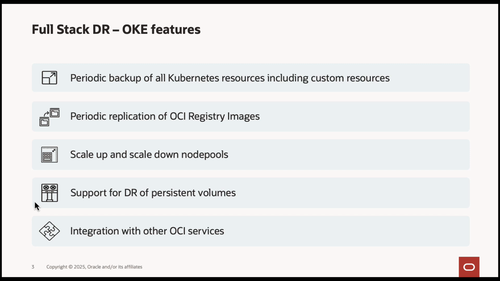Full Stack DR periodically backs up all the Kubernetes resources, including deployments, stateful sets and cron jobs, along with the custom resources, ensuring easy recovery. Full Stack DR automatically replicates the container registry images from one region to another region for seamless recovery. It helps to enable automatic scale up and scale down of node pools in both primary and standby clusters based on the defined properties. Persistent volumes are included in DR plans, ensuring stateful applications can recover with data integrity. Finally, it provides seamless integration with various OCI resources such as load balancer, networking, Oracle database for a comprehensive DR strategy. With this, I will hand it over to Antoun for a detailed demo of this feature.